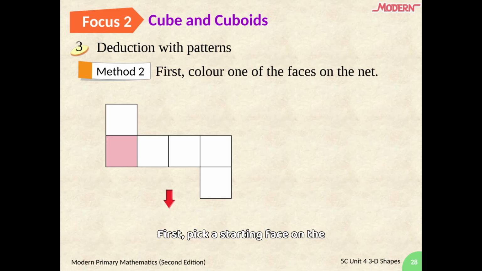First, pick a starting face on the net and color it. We'll start with pink. Now, instead of folding paper, we're going to fold our minds. Imagine that pink face is the front of the cube. What's next to it? What's above it? We're going to build the cube in our imagination, one face at a time.